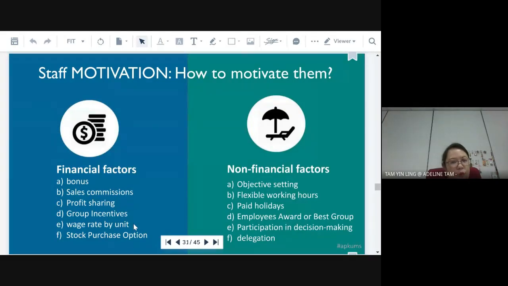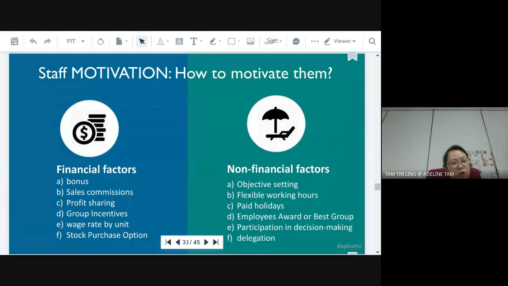For example, if you work in a certain restaurant, like a fast food restaurant, you will have pay like, let's say, 3 ringgit per hour. Okay, 3 ringgit or 5 ringgit per hour. This is the wage rate by unit or by hour. And last is stock purchase option. This is for big companies. Okay, they allow the workers to buy their stock.